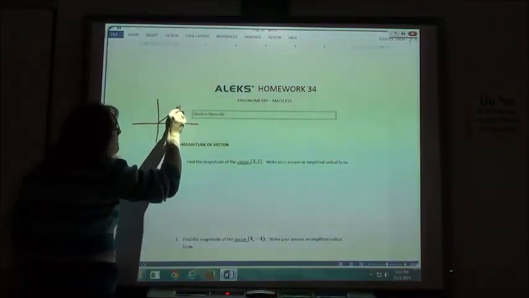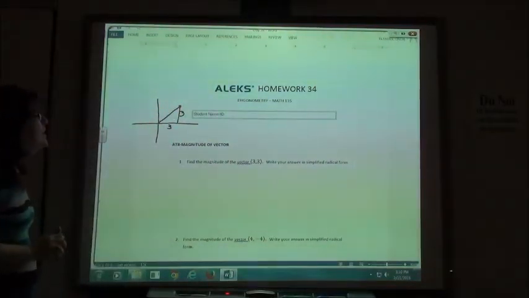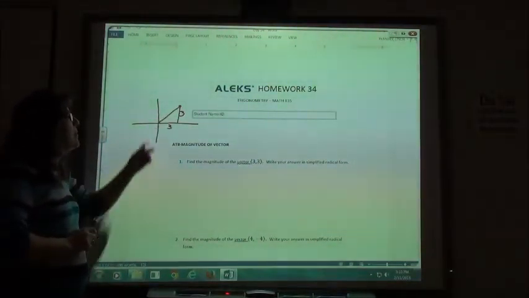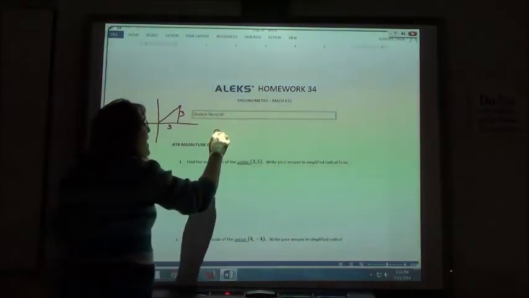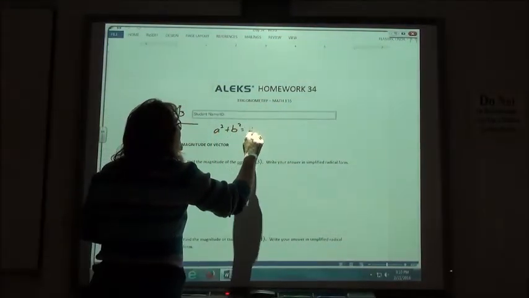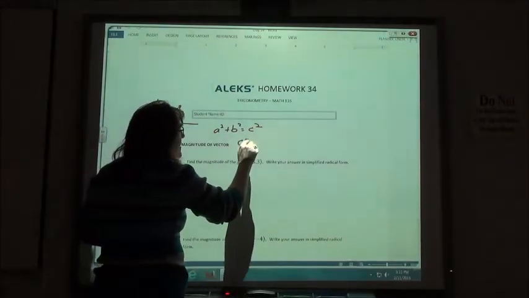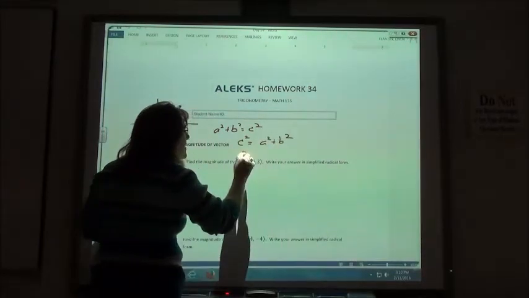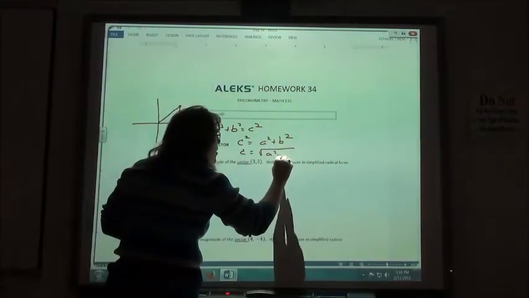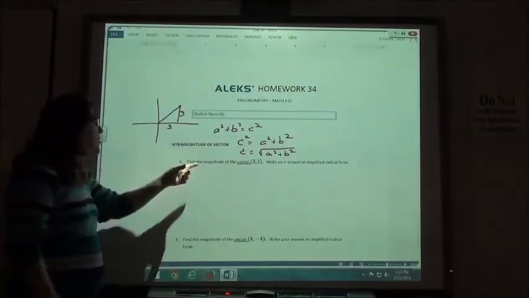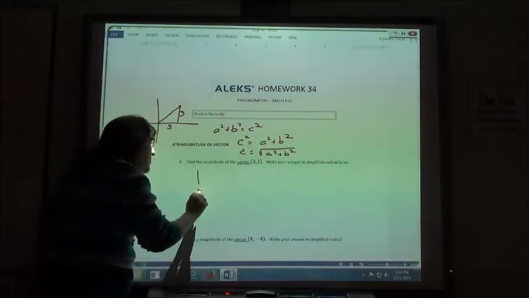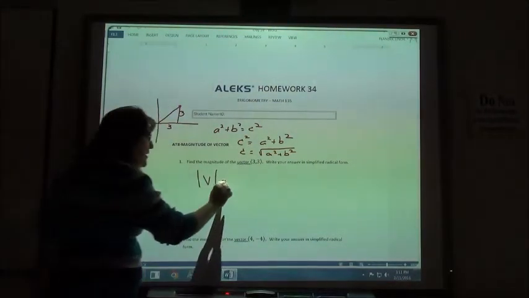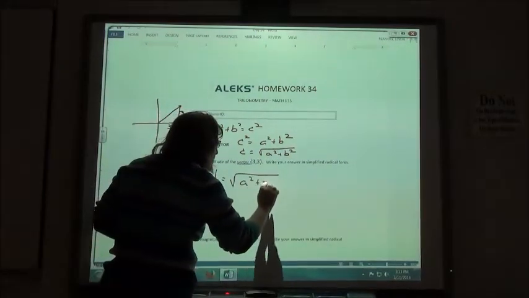And so, in order to find the size or the magnitude of that vector, what I'm really doing is just using the Pythagorean theorem because I have a right triangle there. We know that a squared plus b squared equals c squared. So if I solve that, c squared equals a squared plus b squared, so c is equal to the square root of a squared plus b squared. Same thing with the magnitude of your vector. The symbol for magnitude of a vector is going to look something like this. The magnitude of the vector is equal to the square root of a squared plus b squared.